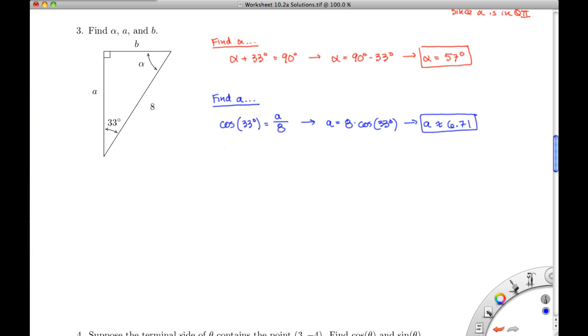Again, you could have used, in this case, the sine of 57 degrees, this other angle we just found, 57. In this case, A is now the opposite side, and we know 8, so we'd still get A over 8. So A is going to be equal to 8 times the sine of 57 degrees, and you get the same thing. A is approximately 6.71. So you've got options here. Depends. All right, so lastly, let's go ahead and find B.